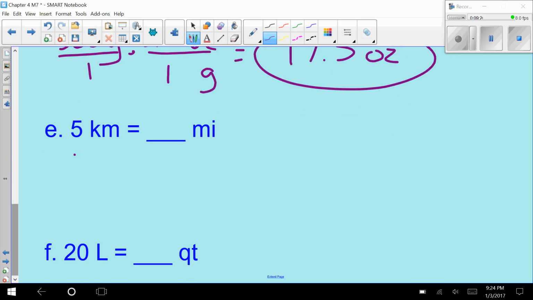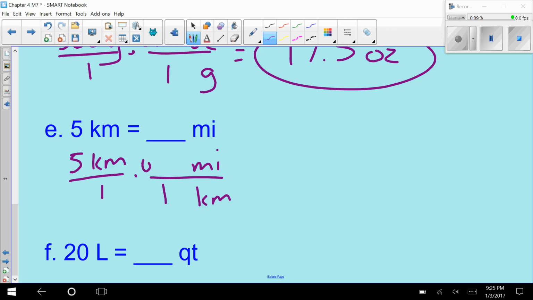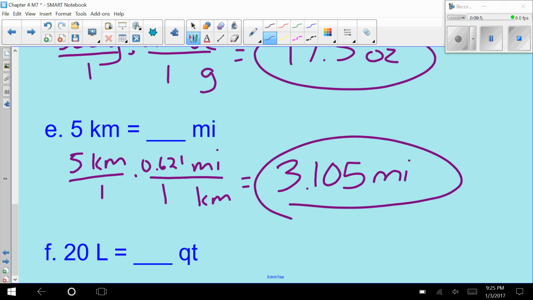For the second one, we take 5 kilometers over 1 times, we want kilometers in the bottom and miles in the top. We know that 1 kilometer is equal to 0.621 miles. So 5 times 0.621 is 3.105 miles. I know I told you to go 2 decimal places. I don't know why I didn't on this one, sorry.